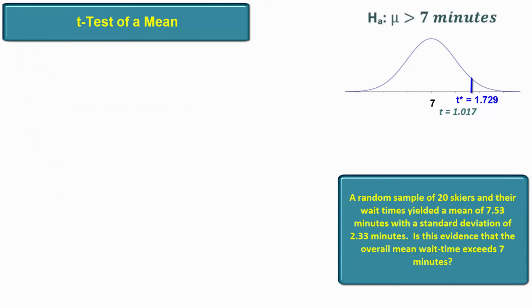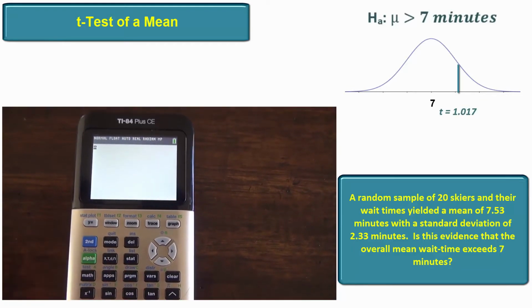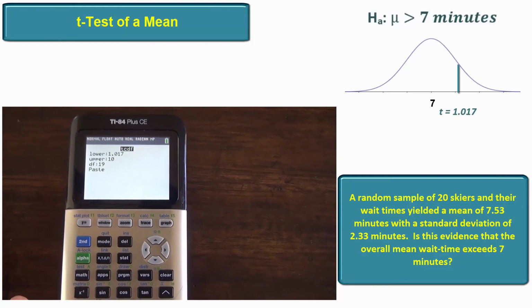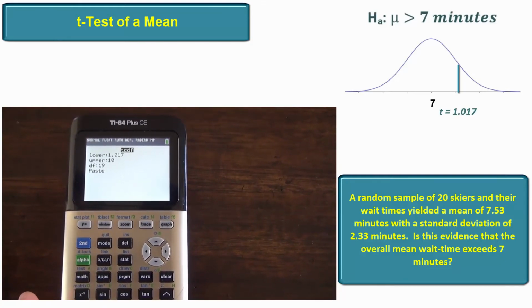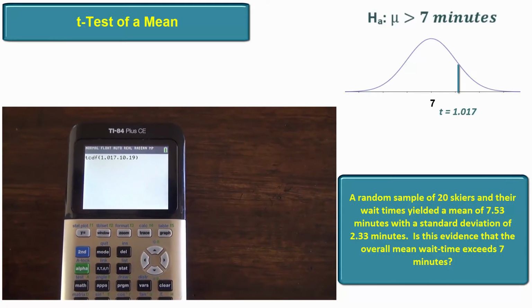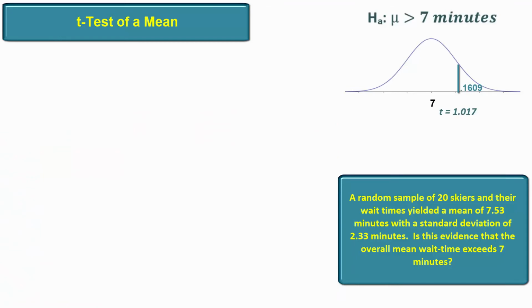A second approach would be to use the t-distribution version of the normal CDF. It's found by clicking second distribution and choosing option 6 instead of option 2. We enter the low and upper limits of the interval for which we want to find area or probability under the curve, type in 19 degrees of freedom, paste, and calculate. We get a p-value of just over 0.1609. Since the probability of a type 1 error exceeds 0.05, again, we fail to reject the null.